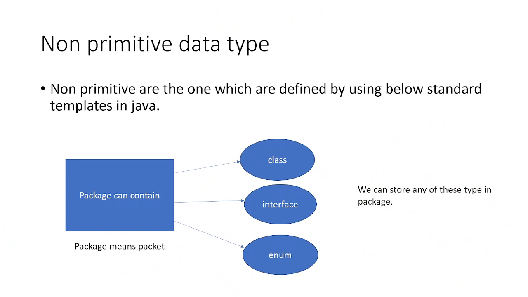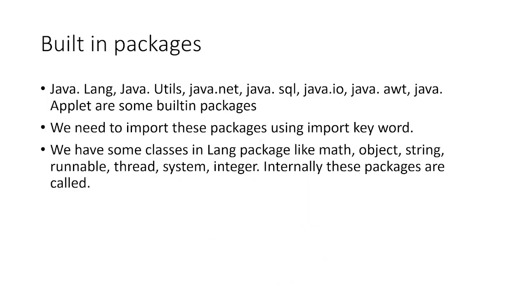This is a structure. Inside a package we can have class, interface and enum. After that we have built-in packages like java.lang, java.util, java.net, java.sql, java.io, java.awt, java.applet. This java.applet is up to version 8. After that it is deprecated and not in use in the updated versions. And we use the import keyword to import all these packages.